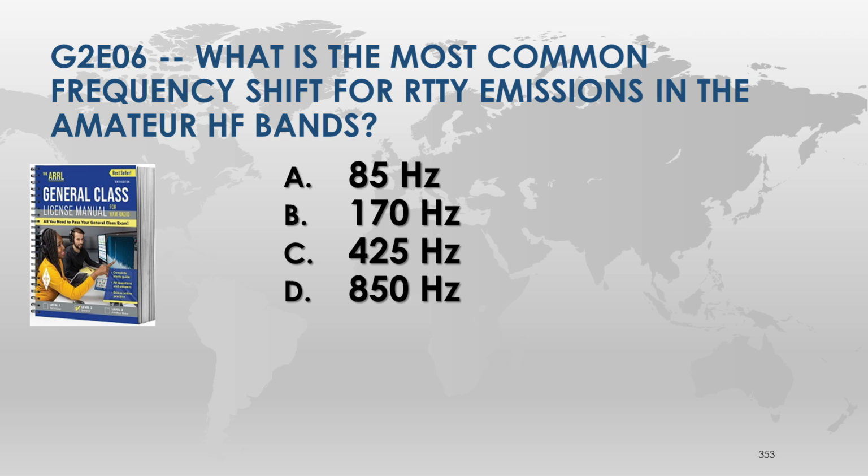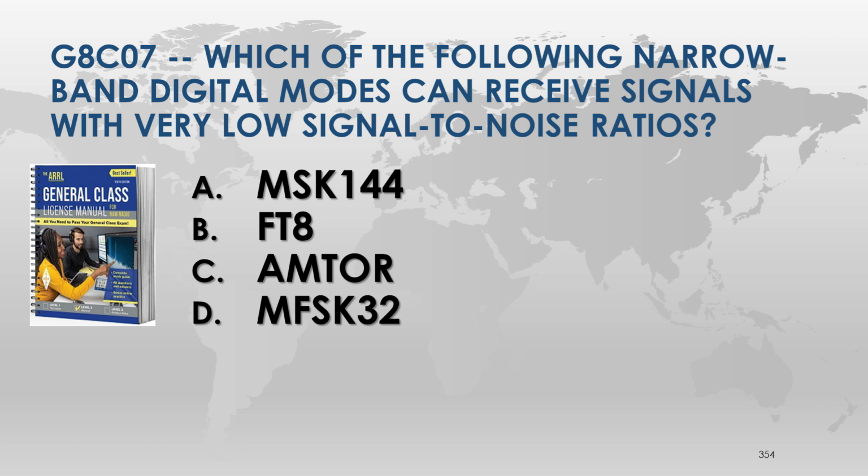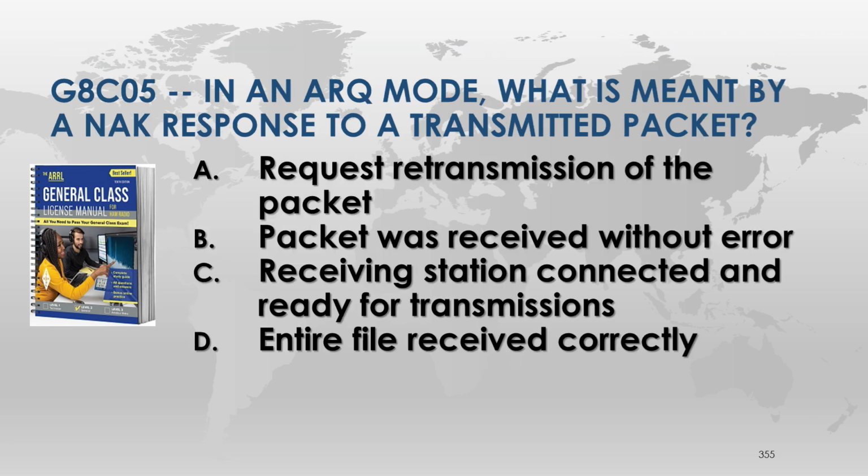Bravo. 170 hertz. Which of the following narrowband digital modes can receive signals with very low signal to noise ratios? Bravo. We got multiple Bravos. And it's Bravo. In an ARQ mode, what is meant by a NAK response to a transmitted packet? Yeah, see, there's the question. We didn't cover it in the slide, but Dave mentioned it. A NAK is a request for retransmission of the packet, not acknowledged.